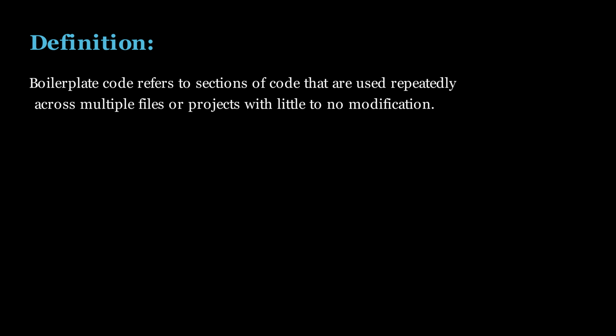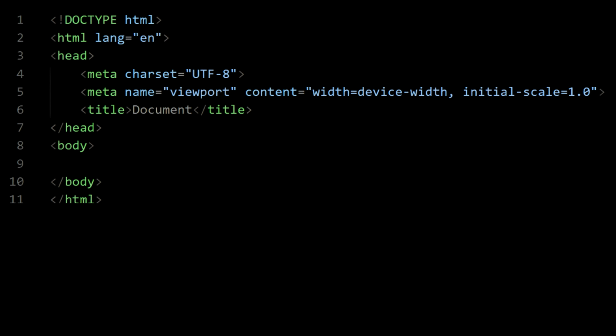Let's start with a definition. Boilerplate code refers to sections of code that are used repeatedly across multiple files or projects with little to no modification. This standard, reusable code acts as a foundational template. It saves developers time and ensures consistency in structure and style across the entire project. Here is the boilerplate code for HTML.